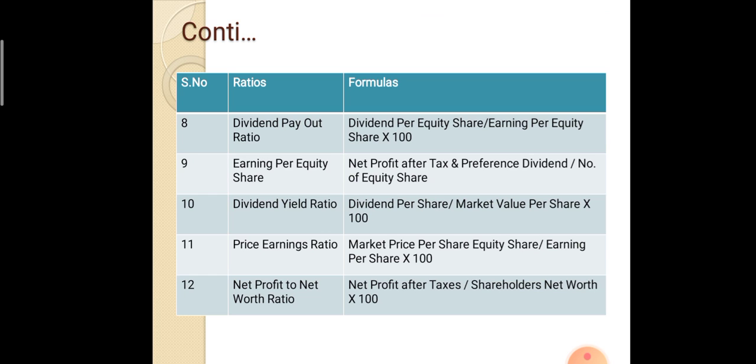So here, net profit ratio indicates the result of overall operations of the firm. The gross profit ratio indicates the extent of profitability of core operations. The net profit ratio tells us about overall profitability. So it is calculated like this: net profit after tax divided by net revenue from operations or shareholders' net worth into 100.